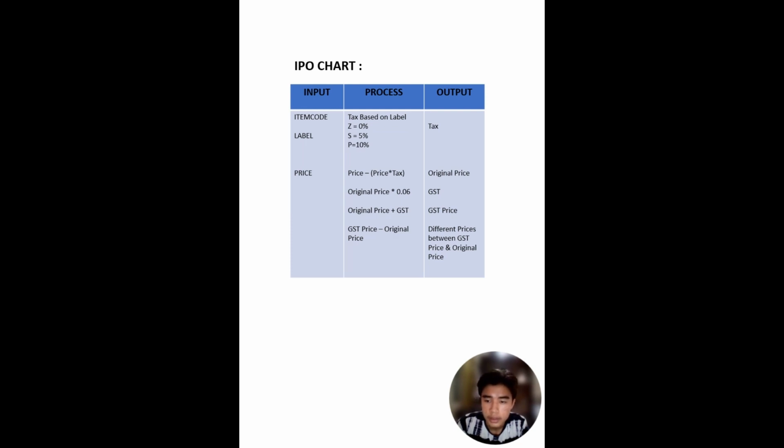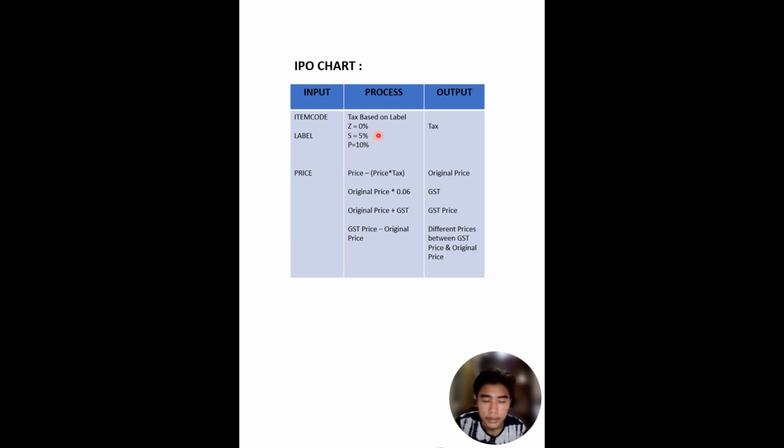Today I'm going to present and explain the program we created to calculate the current price of goods. Based on the current price, we analyzed the problem and created an IPO chart so we can create the program a lot easier. In an IPO chart, there's an input, process, and output. Let's look at the input first. There are three inputs that we put. The first one is an item code, the second one is label, and the third one is price.